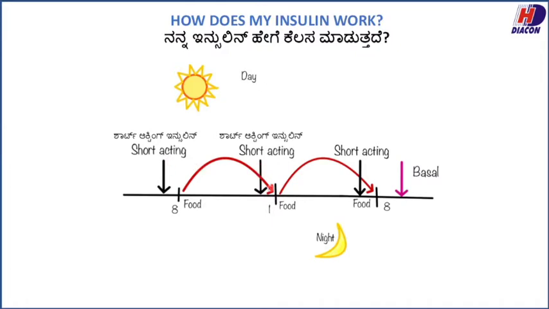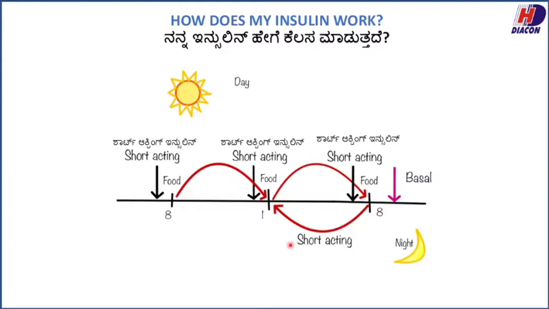So the morning injection has finished its work by lunchtime. So you've taken a second injection before lunch. So this again starts to go up, controls the blood sugars after lunch, and gradually the insulin levels come down by about dinner time. So between lunch and dinner, your sugars are controlled with your afternoon dose of short-acting insulin.